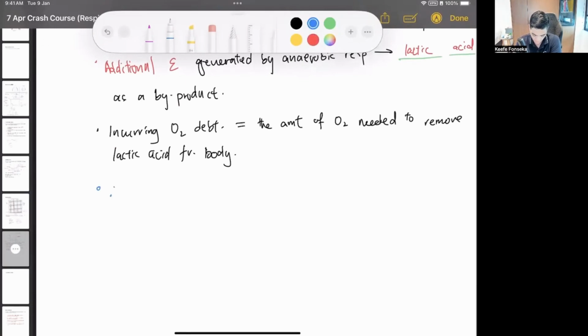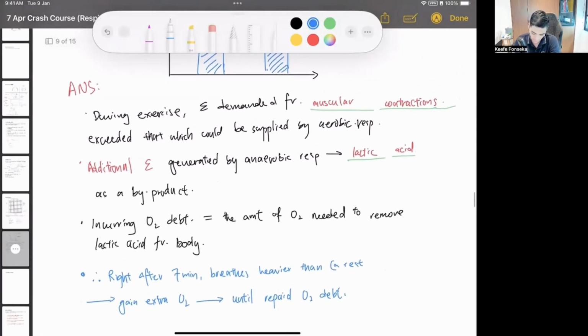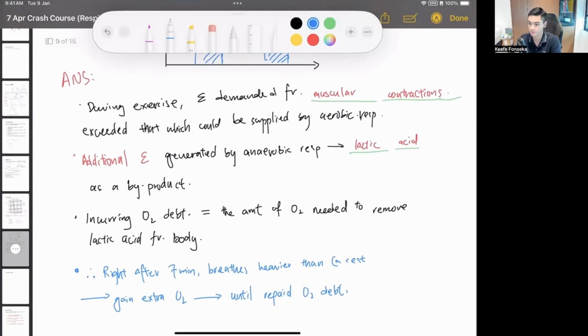Okay, last point. So we are now concluding, linking back to the question. Therefore, right after 7 minutes, which is when he stopped, he still breathes heavier than at rest. Why? To gain extra oxygen. It's like when you pay back the uncle more money than the food costs. Even though it only costs $4, you gave him $6 because you had a debt, right? You needed to pay back. So he will keep doing this until he has repaid the oxygen debt. And that's how you answer this question with as many keywords as possible.